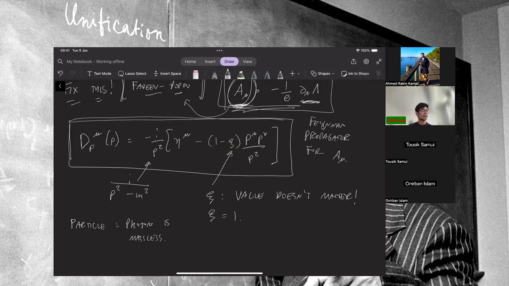Now with this, you can calculate everything you like. I won't go through it in any great detail, but again, you can look at the lecture notes, and you can see that from this you can calculate everything that you like in the theory of QED.